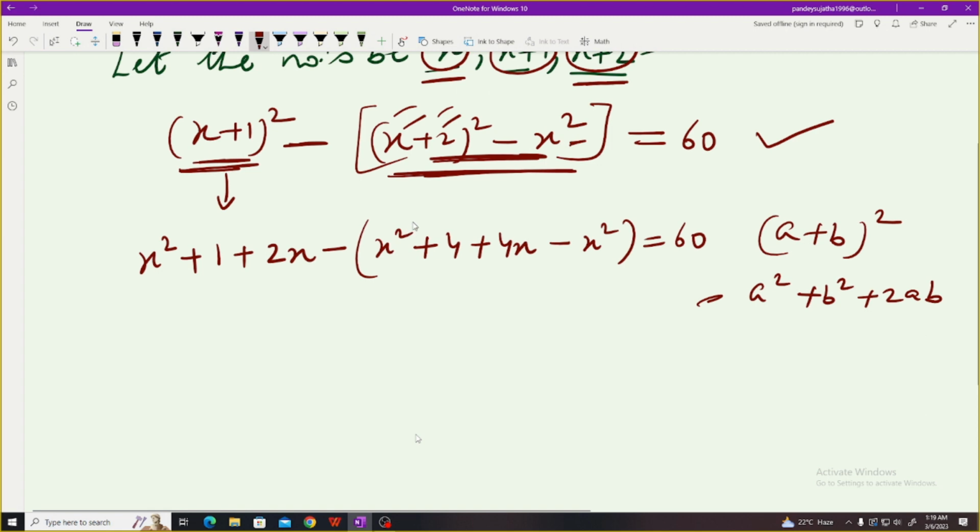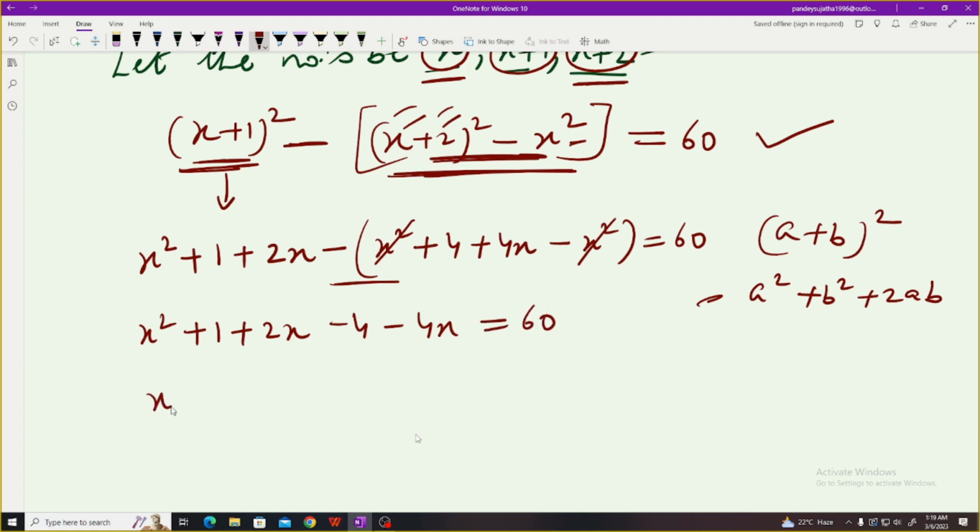So cancel this x square with this negative x square. So we are left with x square plus 1 plus 2x, open the bracket, so it is minus 4 minus 4x, which is equal to 60. So solve it. x square, 1 minus 4 is minus 3. 2x minus 4x is minus 2x, which is equal to 60.